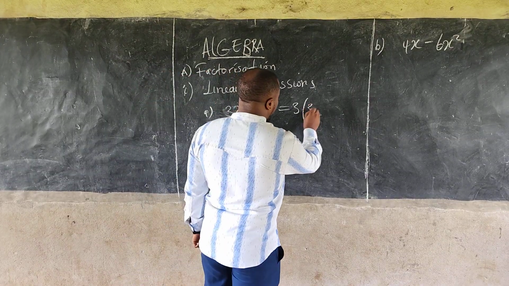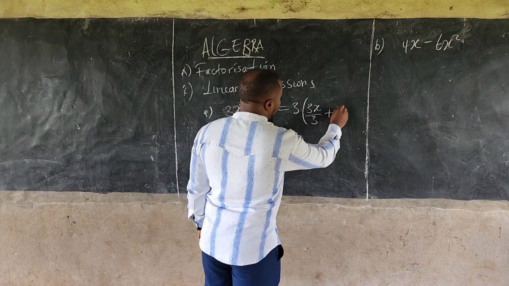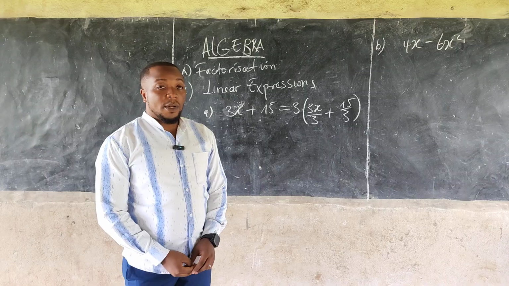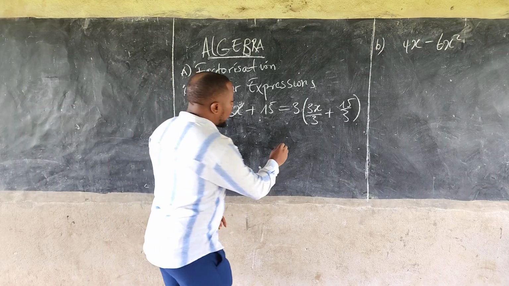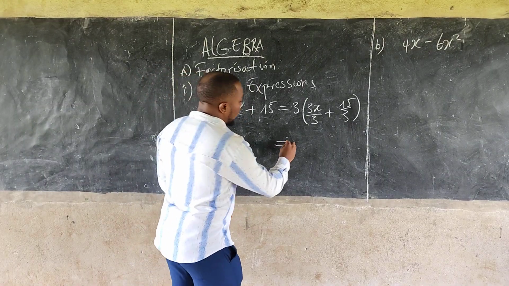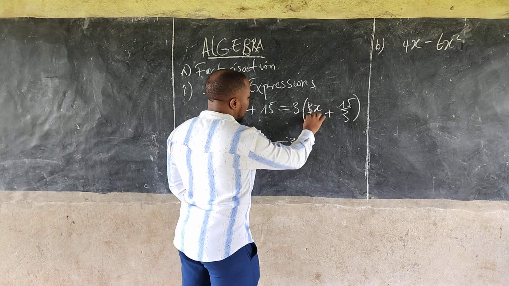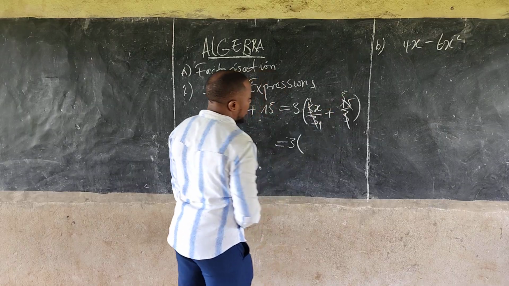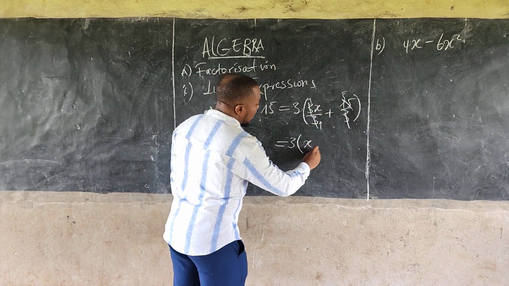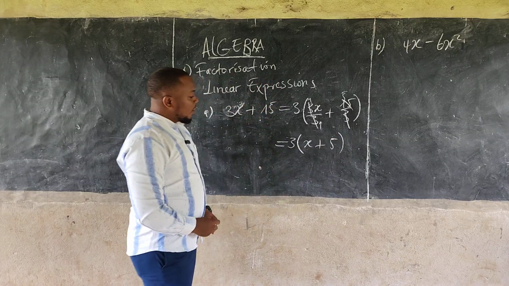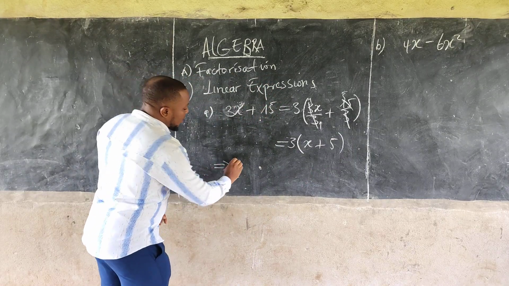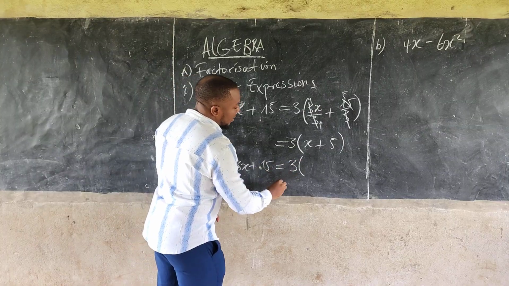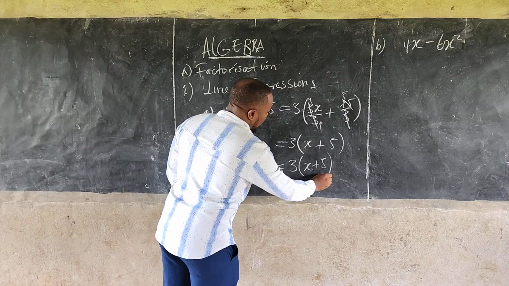We divide the whole expression by the highest common factor. And when we do that and simplify, 3 divides 15, 5 times. So we will be left with x plus 5. Which simply means that the expression 3x plus 15 can be factorized and written as 3 into x plus 5.